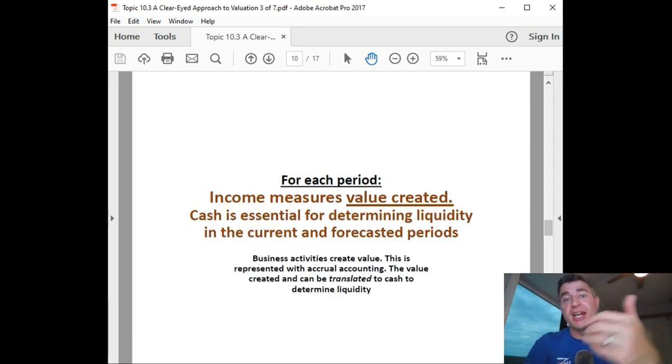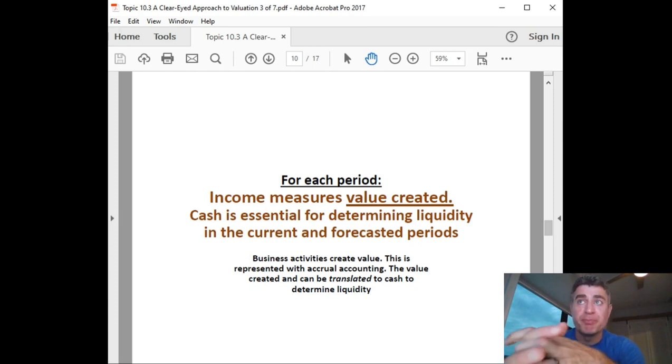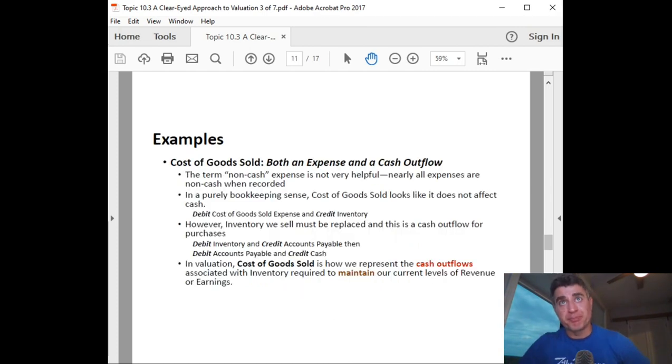All right. For each period, I'm restating some of the same things. I just want to make sure we're clear. Income measures value created. Cash is essential for determining liquidity in the current and forecasted periods. It's the business activities that create value. It's represented via accrual accounting, and the value created can be translated to cash, and that's useful for assessing liquidity. All right, let me go through a couple quick examples here, but we shouldn't take too much time on this particular topic here.